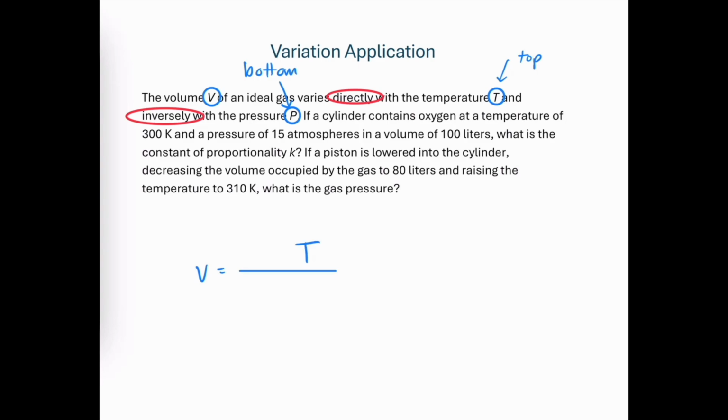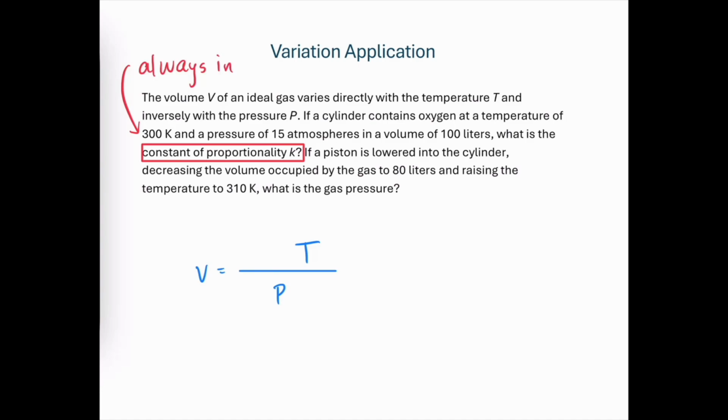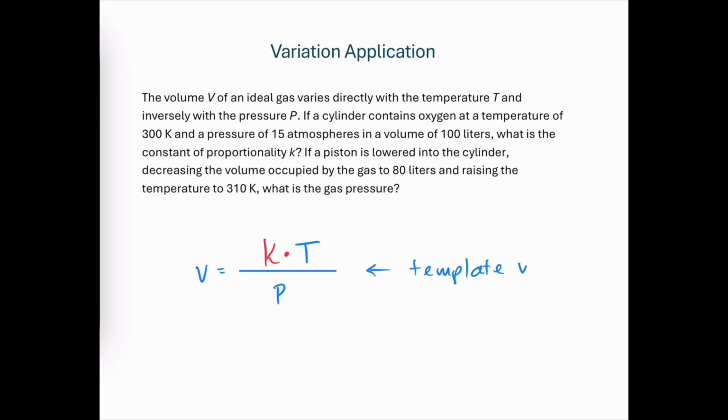So T is going to go in the top, P is going to go into the bottom, and the constant of proportionality, K, is always going to be located in the top of the fraction. So K is a multiplier here in the top. So what we have here, we'll refer to it as the template variation equation. It describes the basic relationship between V, T, and P.